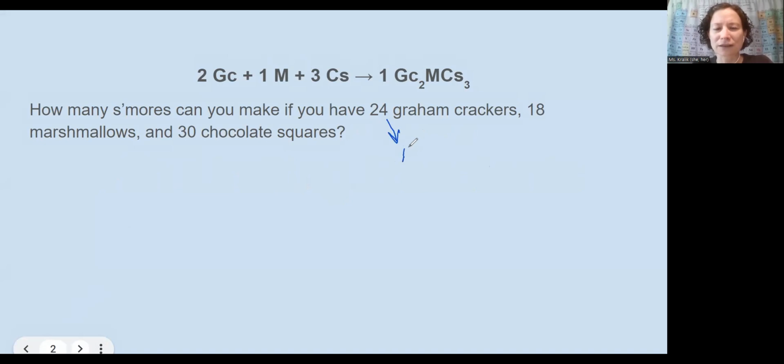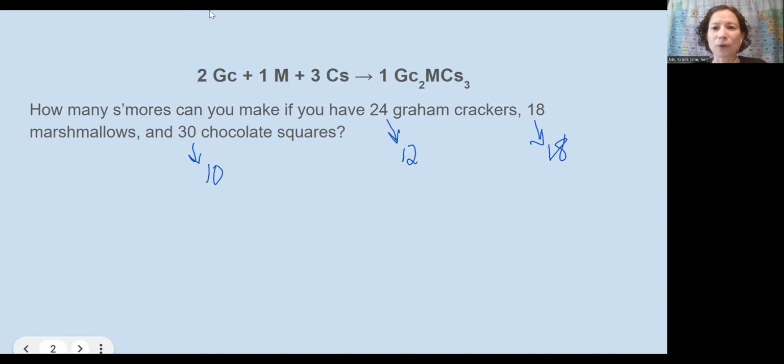24 graham crackers, that'll give us 12 s'mores. 18 marshmallows, that's enough for 18 s'mores. And 30 chocolate squares, 3 per, because really that's the best ratio, let's not argue, is 10 s'mores. And so we're going to run out of chocolate after just 10 s'mores. So we can't make the 12 or 18, even though we have enough graham crackers.